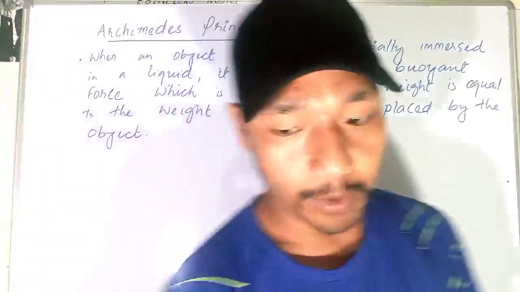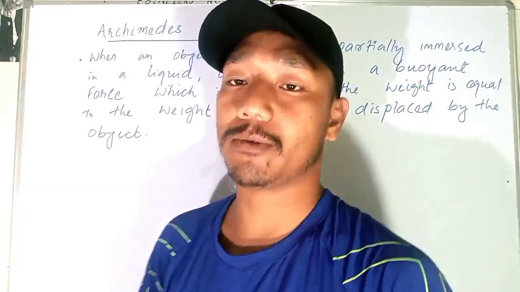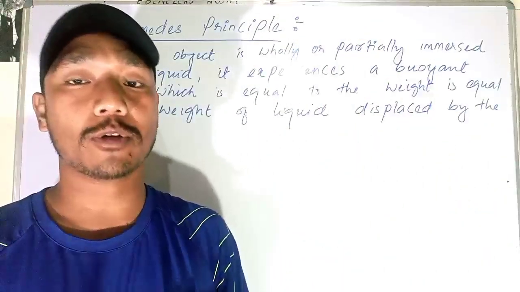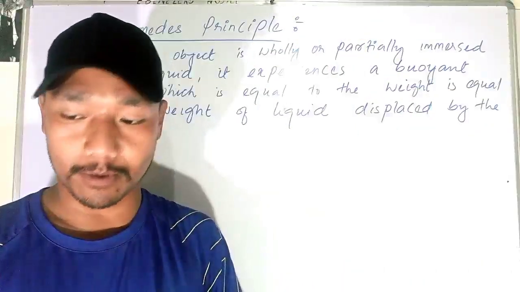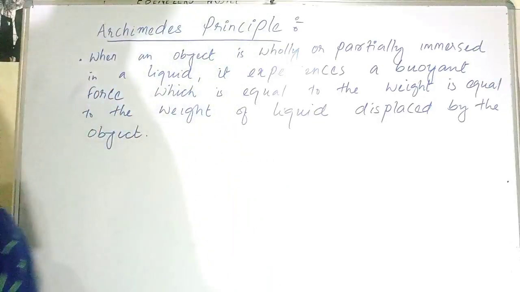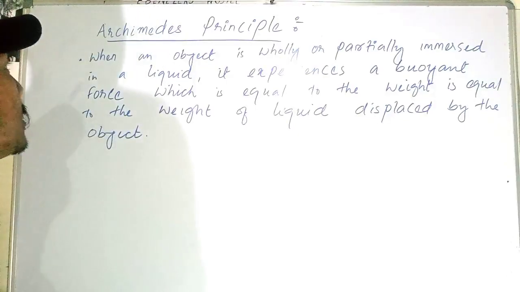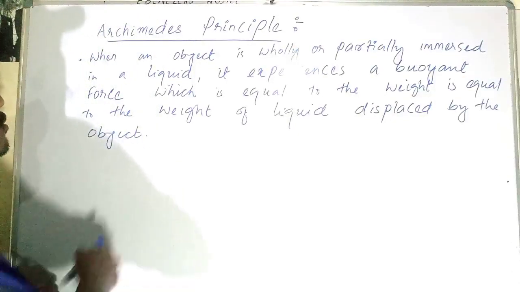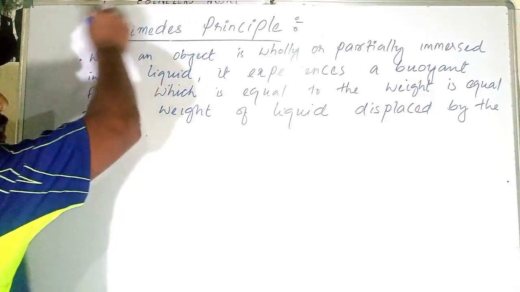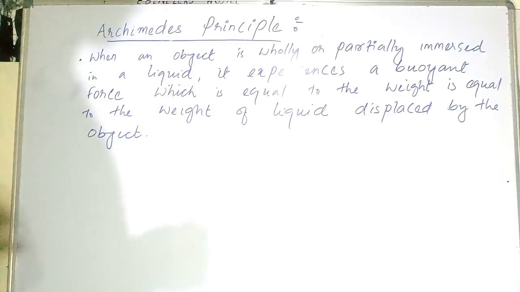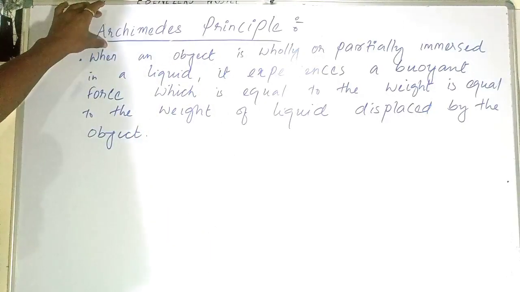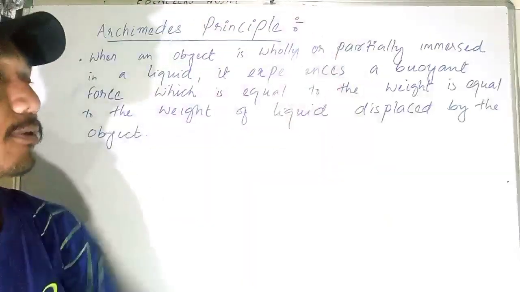What is Archimedes principle? What does it mean? Where is it used and who gave this principle? You might have heard about Archimedes principle. It was given by a Greek scientist called Archimedes. The Greek scientist Archimedes gave this principle, the Archimedes principle.